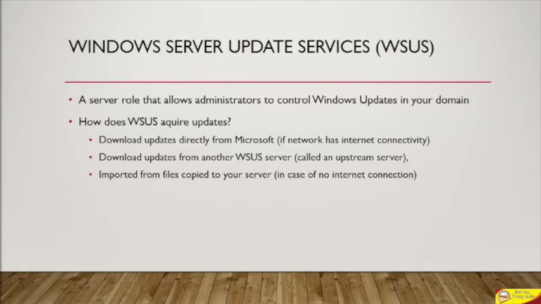Now, there's a couple different ways that WSUS can acquire updates. First, you can download updates directly from Microsoft. Now, this is a viable option if your network has internet connectivity. Second, you could download updates from another WSUS server, which would be called an upstream server. You could also import files directly to your WSUS server. So if your server is disconnected from the internet, you can download the files onto a CD drive and then transfer those files to your offline WSUS server and then import them to your WSUS server, which will allow you to push them out to all of your client machines.